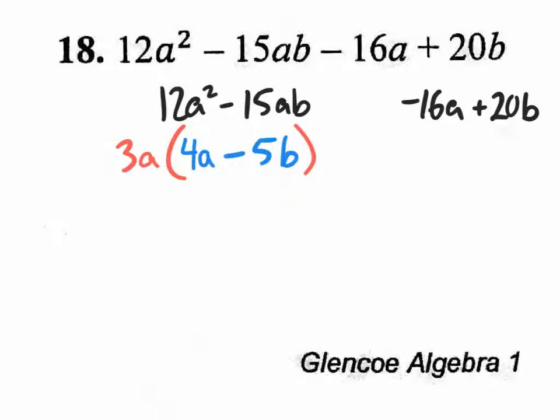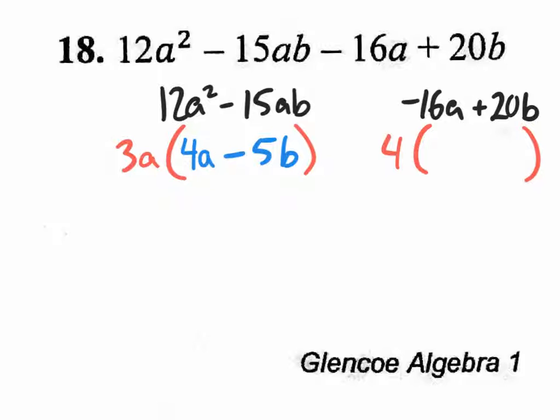Now, this is a great problem to do because this one's weird. Check it out. What could I pull out of the second group? I could pull out a 4, right? Now, check this out. If I pull out a 4, what would be left in here? A negative 4a, and what about over here? A positive 5b.